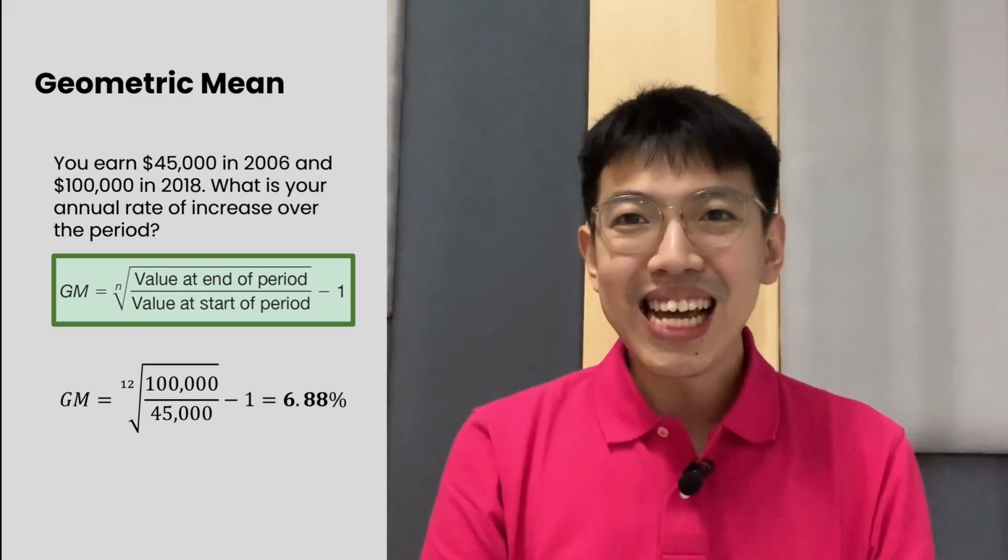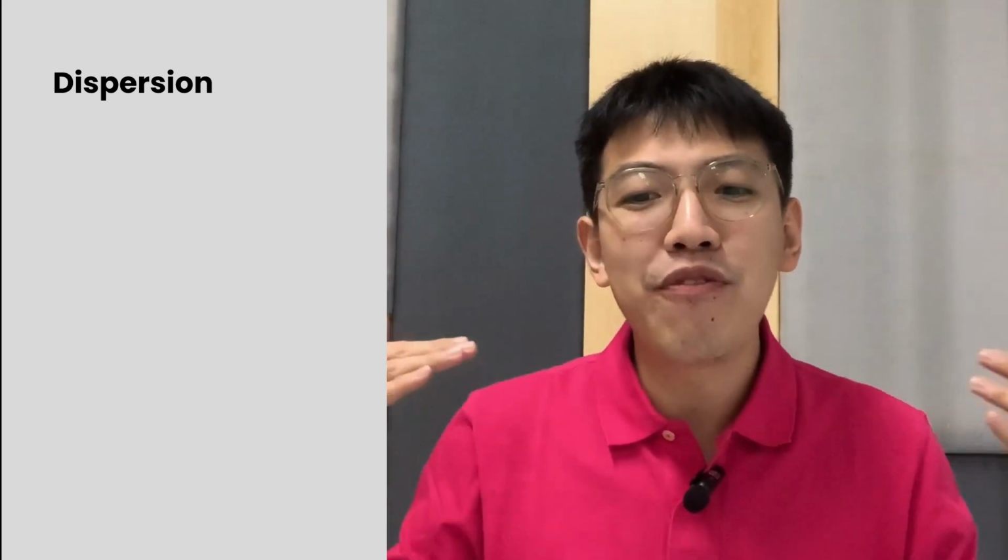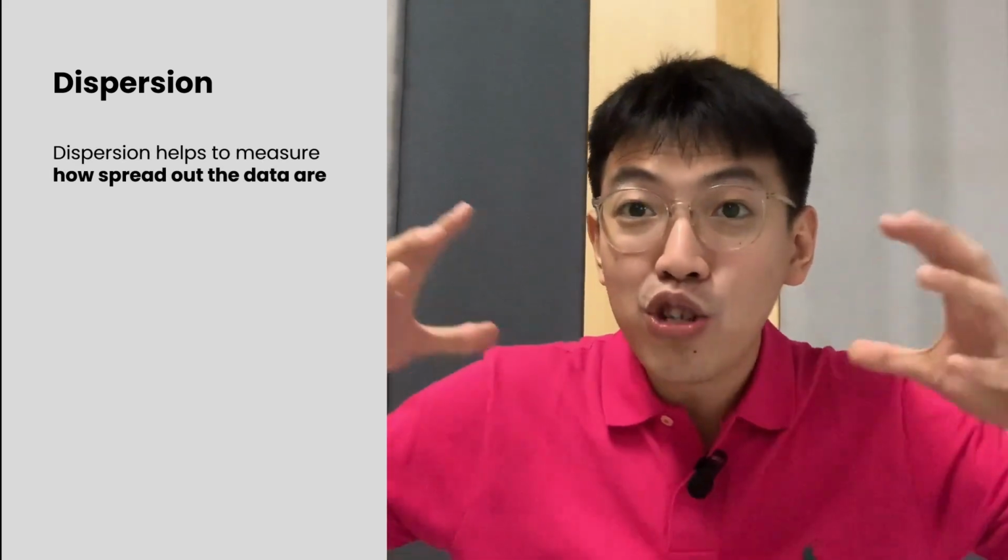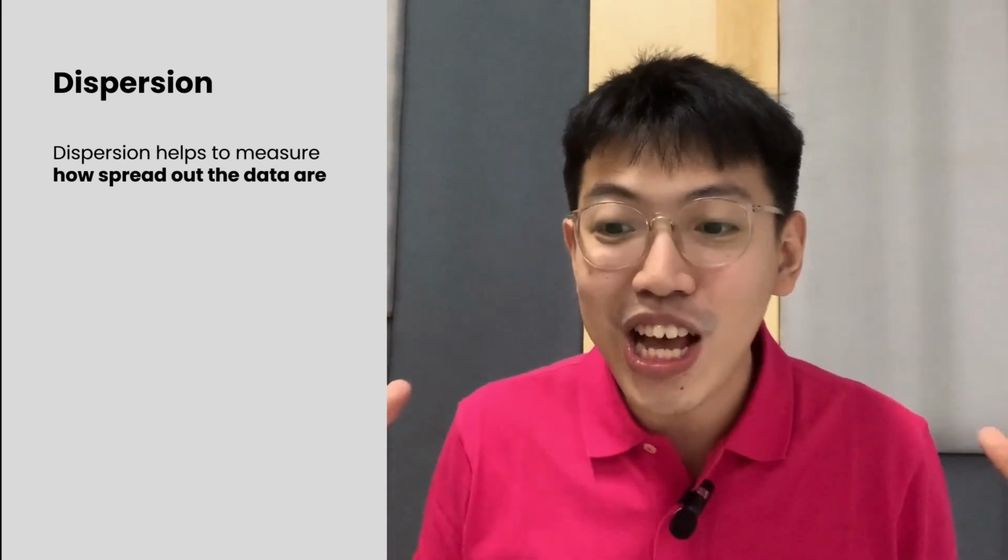The result will be 6.88%. The second one is measure of dispersion. Imagine you have a group of friends who all have different heights. Some might be very close in height to each other, while others might be much taller or shorter. A measure of dispersion helps you understand how spread out these heights are.